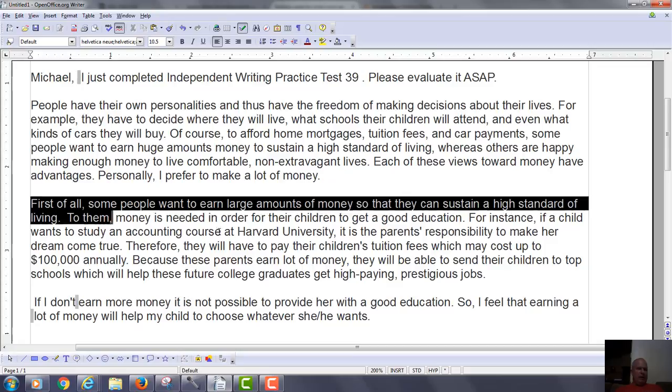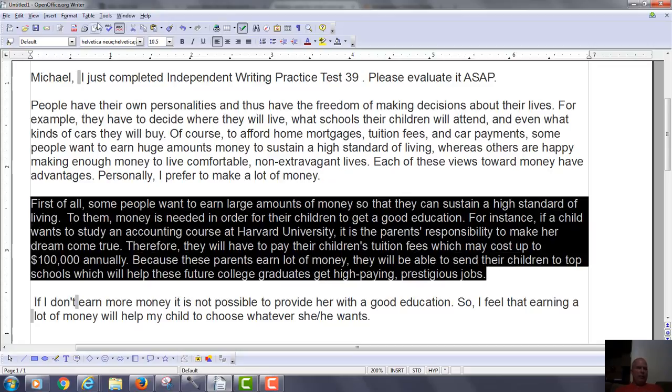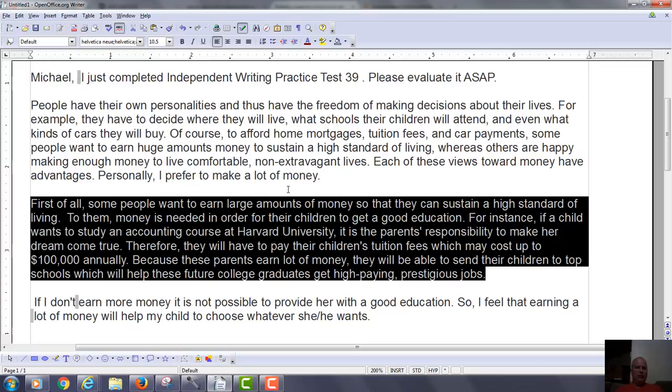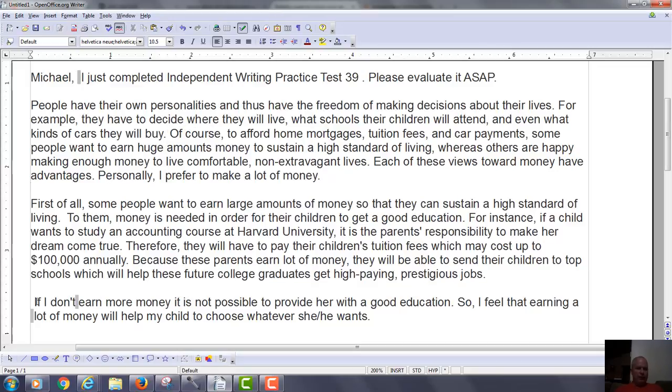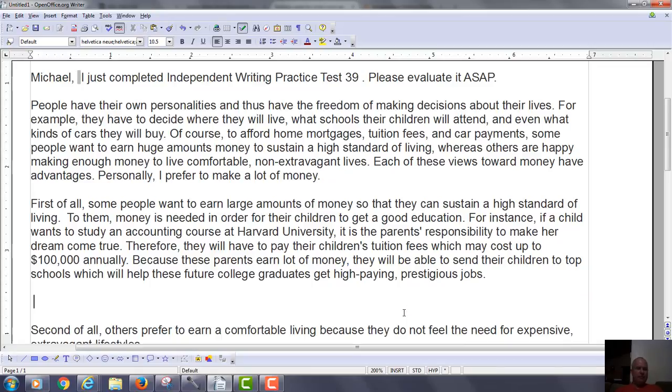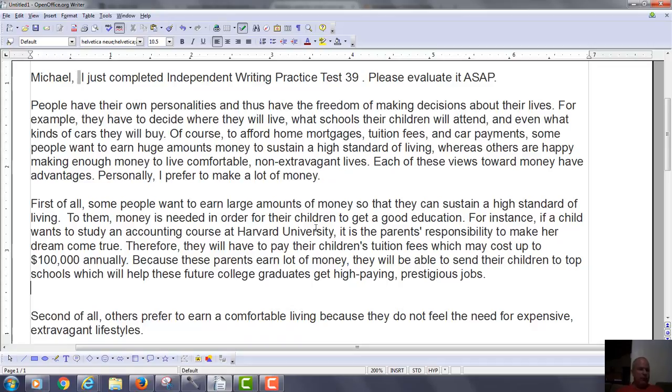Okay, I think we're okay here, right? Let's see how many words we have. If we're around 100, we're good, right? We're at 109, so this is perfect. Okay, so let's look at this, and don't even worry about the counter argument here. You're going to get to that, right? So let's look at this one more time.